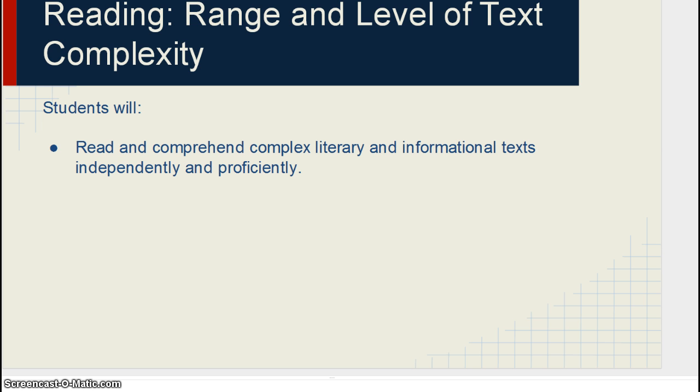The next standard is reading, range, and level of text complexity. Students will read and comprehend complex literary and informational texts independently and proficiently. Please pause the screencast at this time and answer the corresponding questions.